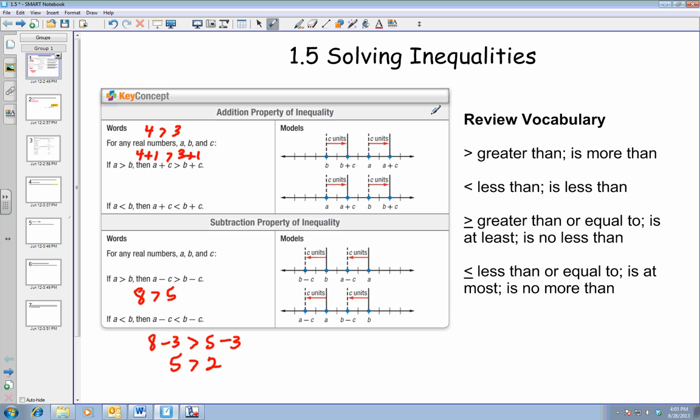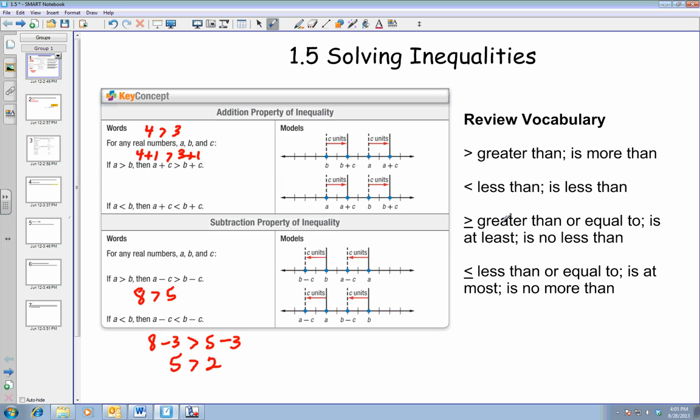So let's review some vocabulary real quick. Sometimes students get confused on which one is which. Greater than is always pointing this way to the right. That's greater than. Another vocabulary that you might use for greater than is more than. Less than points to the left.